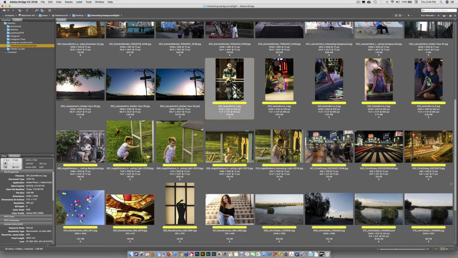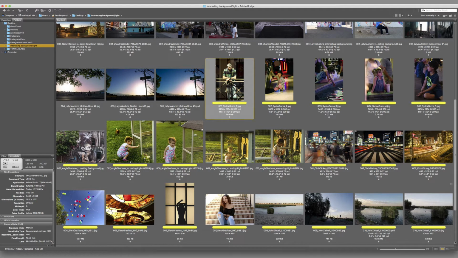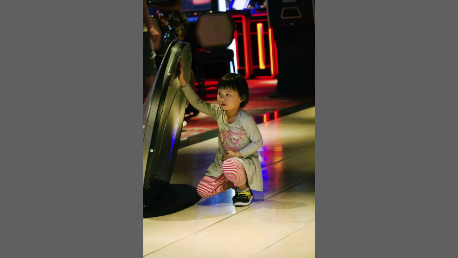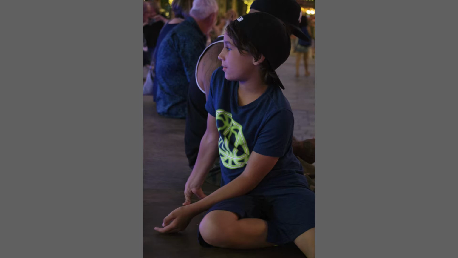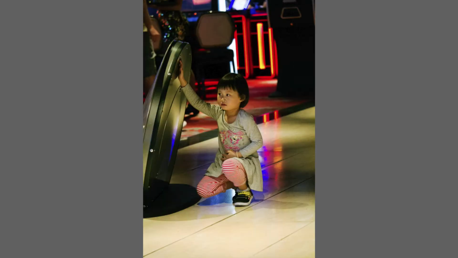So we are moving on to part two of our crit of interesting backgrounds and interesting light. And we're going to look at Sydney's work next. So we've got these images right here. And one thing right off the bat, everything seems to be kind of centered. All the images are centered. So break it up. Think about rule of thirds. Think about different ways of framing things.